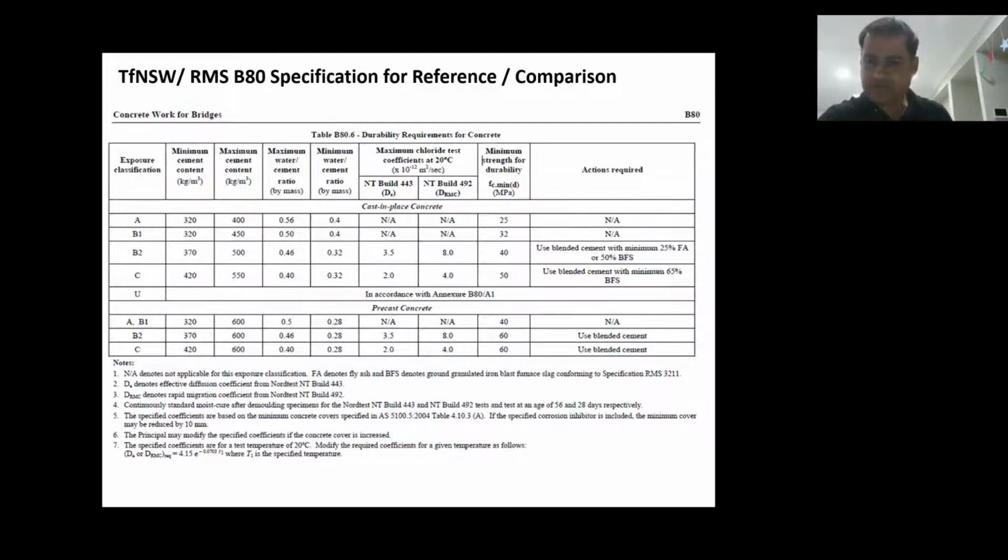Reduction of cement is good because you reduce the carbon footprint, etc., but it basically improves the durability of your structure. And that's why Transport for New South Wales have mentioned a certain percentage. It's a very high percentage that is being used in your concrete, 65%. When you're talking of Class B2, they say it's 50%.